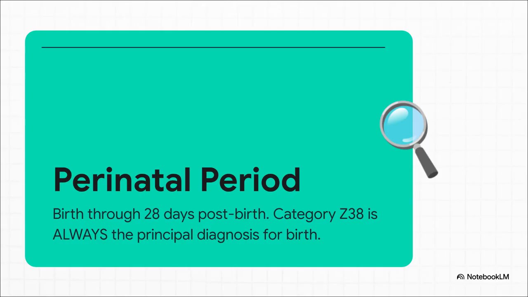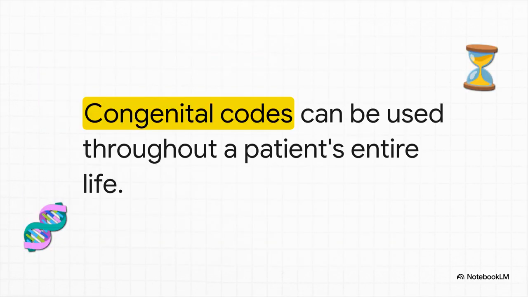Okay, so what exactly does perinatal mean? Well, by definition, the perinatal period spans from birth right through 28 days post-birth. That's your window. Plus, when you're coding that initial newborn record, category Z38, which identifies liveborn infants based on place of birth and delivery type, is always going to be your principal diagnosis. Lock that rule in. Now, let's flip over to Chapter 17 and see how this builds into congenital malformations.